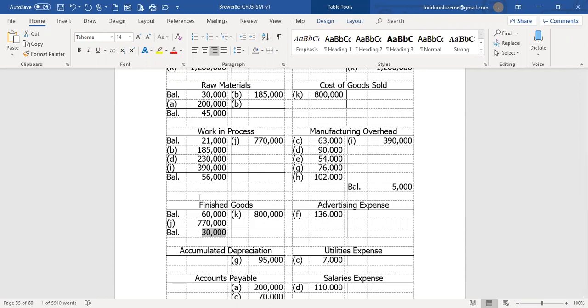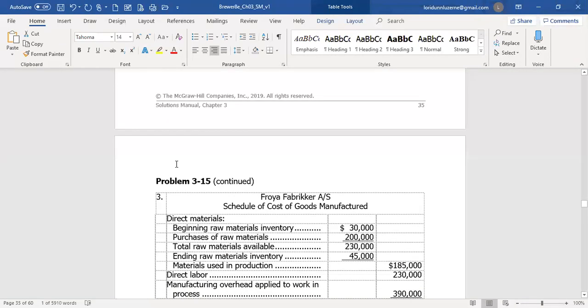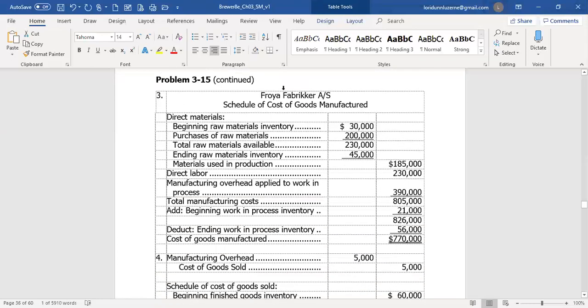Now, what's our next step? Prepare a schedule of cost of goods manufactured using this information. So I'm kind of going to scroll back and forth here, but here we go. Cost of goods manufactured is where we're showing how much everything costs that we manufactured.